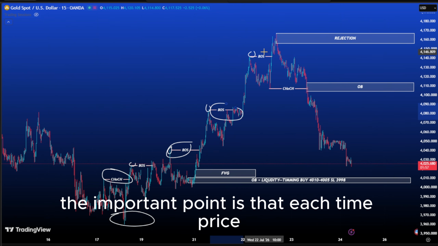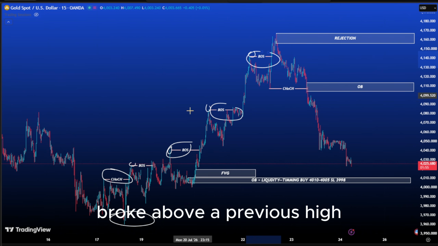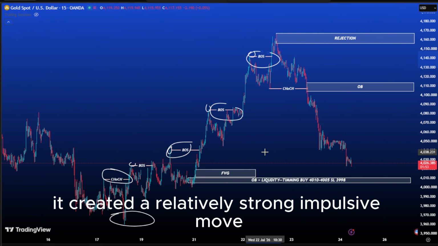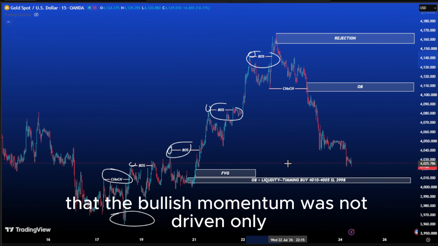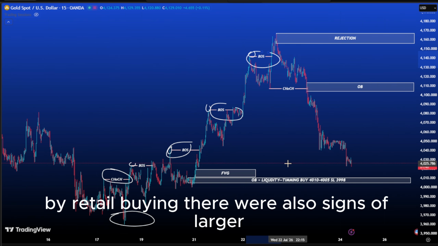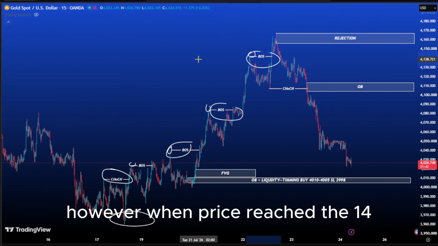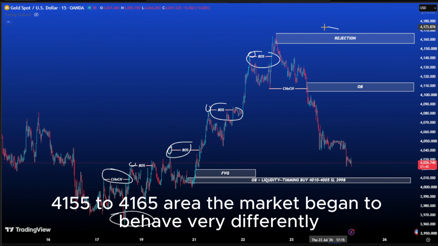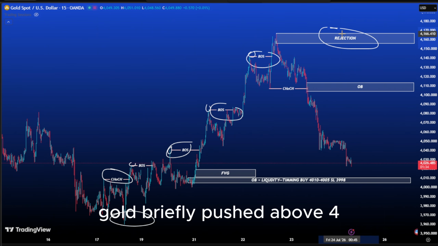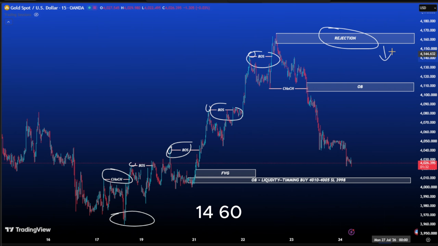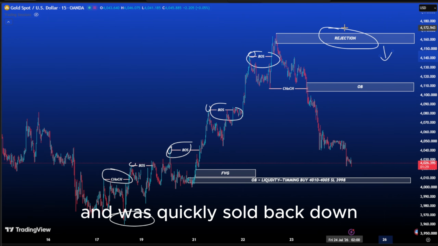The important point is that each time price broke above a previous high, it created a relatively strong impulsive move. This suggests that the bullish momentum was not driven only by retail buying. There were also signs of larger institutional participation. However, when price reached the 4,115.5 area, the market began to behave very differently. This was a major rejection zone. Gold briefly pushed above 4,460, but it could not hold that level and was quickly sold back down.